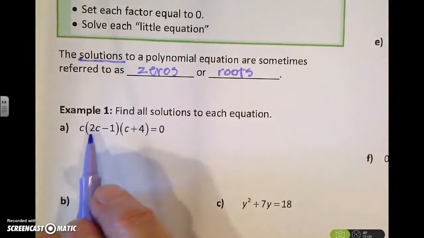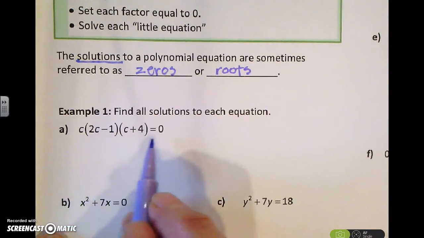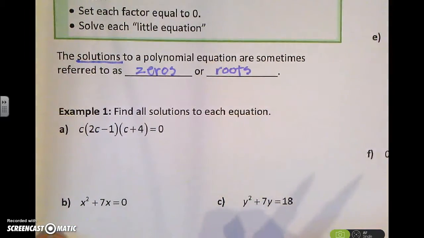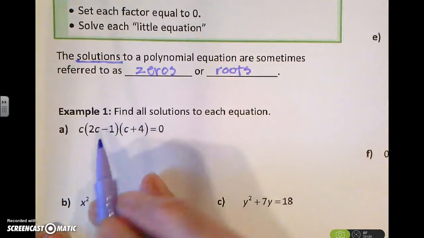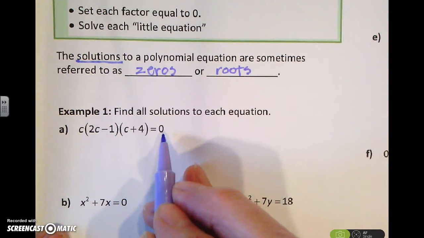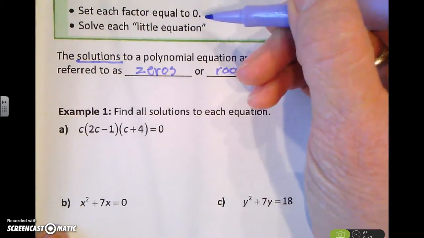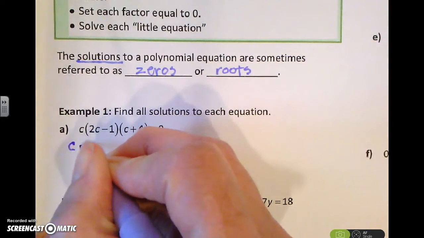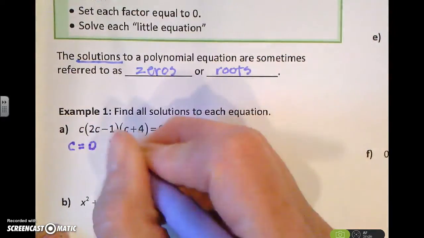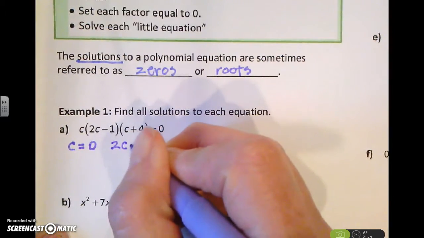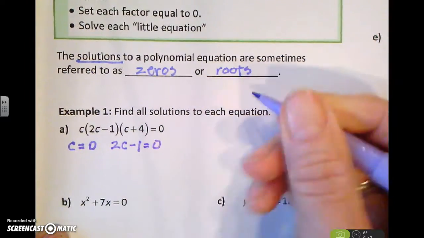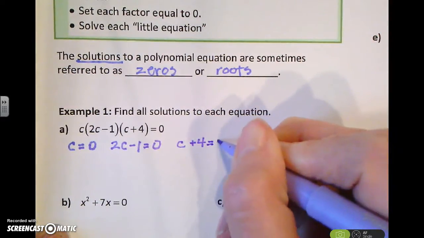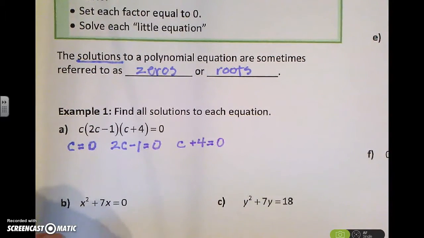Now this one, you can see I already have it. It's a polynomial because if I were to multiply it out, I'm going to get 2c squared. It's already been factored. You see I've got a 0 over here. So this is going to go all the way down to set each factor equal to 0. The first factor is c, and we're going to set it equal to 0. Our second factor, 2c minus 1, we're going to set it equal to 0, and then c plus 4, we'll set it equal to 0. Then we're going to solve each little equation.